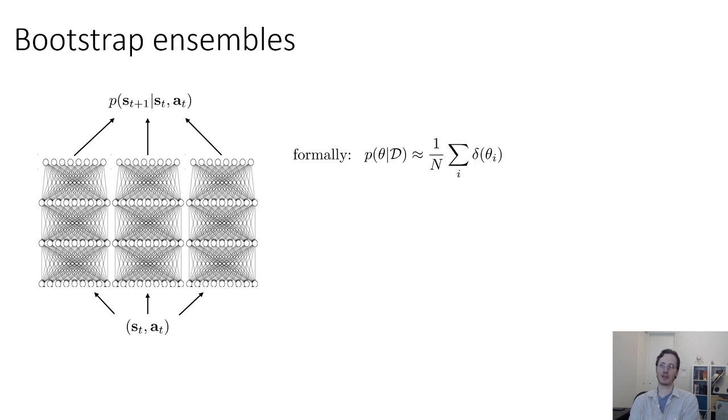Mathematically, this amounts to estimating your parameter posterior, p of theta given d, as a mixture of Dirac delta distributions. So you've probably learned about mixtures of Gaussians. A mixture of Dirac deltas is like a mixture of Gaussians, only instead of Gaussians, you have very narrow spikes, so each element has no variance. It's just a mixture of delta functions, where each delta function is centered at the parameter vector for the corresponding network in the ensemble.